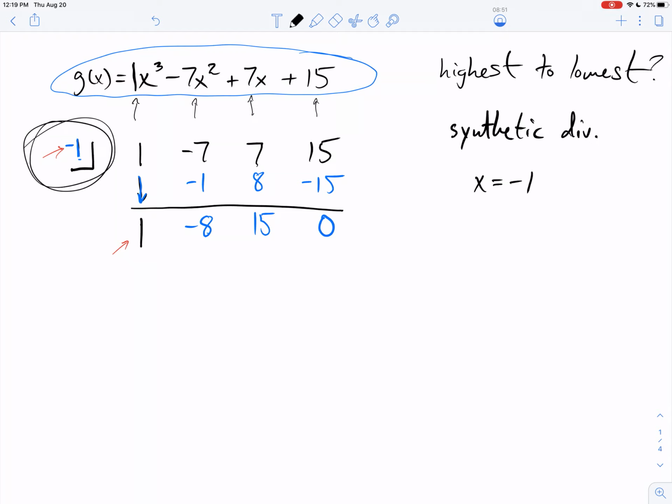But wait a minute. This is a third power polynomial. It's going to have some certain end behavior. Guess what? It's going to have 3 x-intercepts. The highest power tells you that. We need 2 more. This guy right here that we just found is one of our x-intercepts in our graph. Where are we going to find the other 2? We're going to find them right here in the remainder.